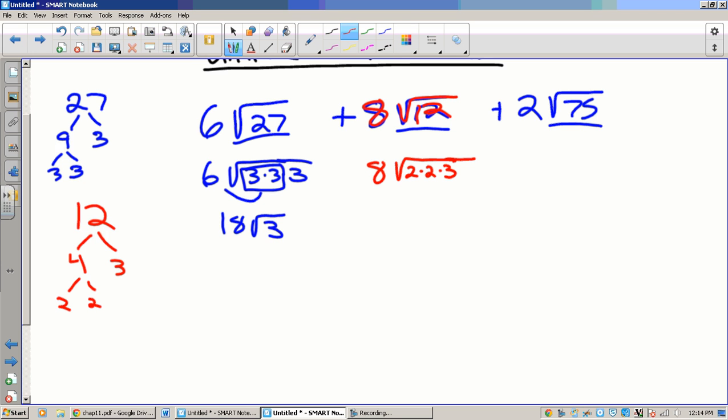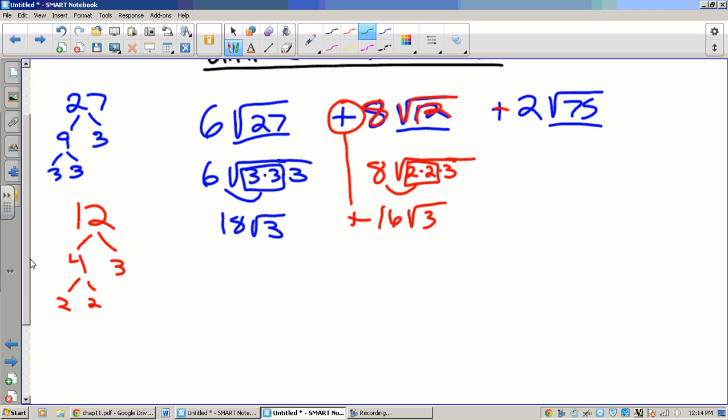Okay? And again, I've got a pair. 2 times 2 is 4. The square root of 4 is 2. 2 times 8 is 16. And we're left with radical 3. Remember, that was a positive, so we're going to write that down here. It's 18 radical 3 plus 16 radical 3. Oops, that was a positive.